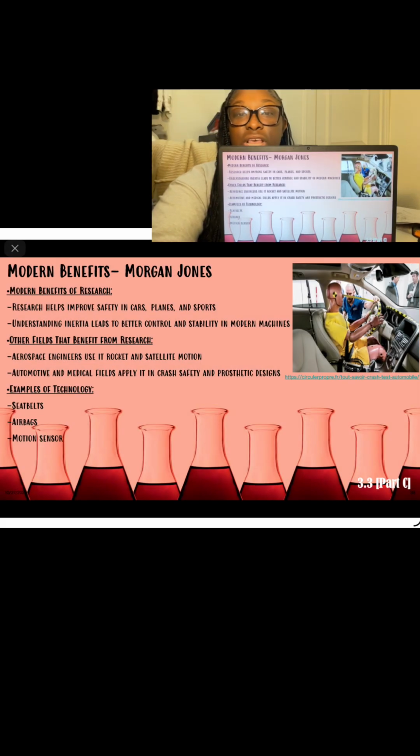Modern benefits. Research on inertia helps make cars, planes, and sports safer. It also improves stability and control in modern machines. Fields like aerospace engineering use it for rocket and satellite motion. Automotive and medical industries apply it to crash safety and also in prosthetics. Examples we see every day include seatbelts, airbags, and motion sensors. It's all based on the same principles.